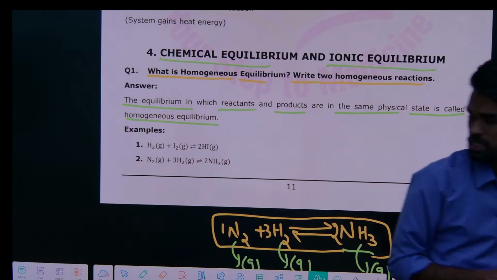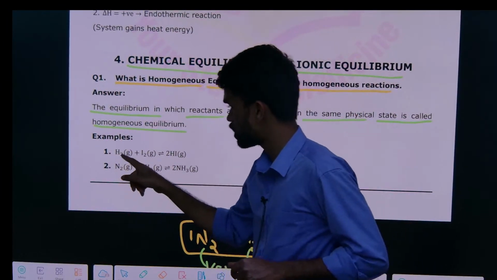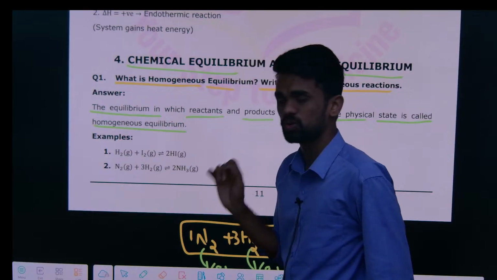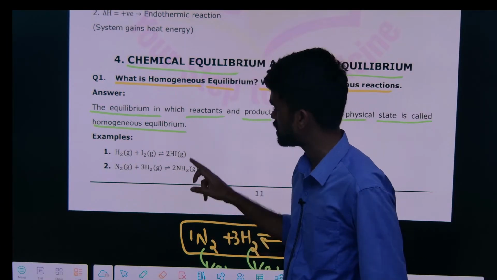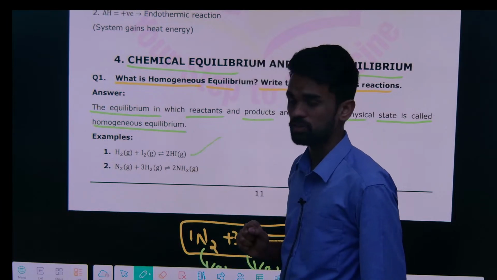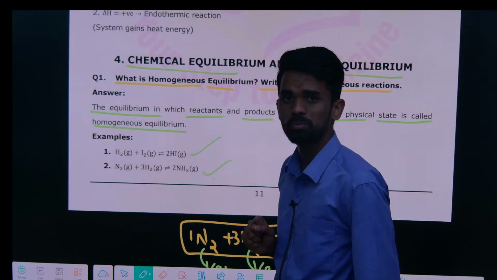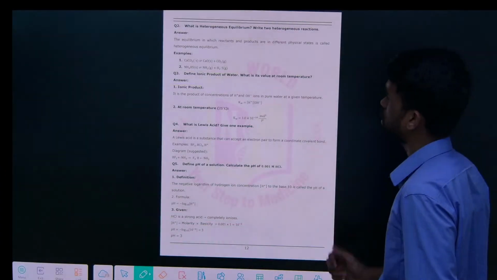What are the physical states here? What are the two chemical reactions? H2 plus I2 gives rise to 2HI. All of these are in the gaseous state, so you can consider this first example also as a homogeneous equilibrium reaction. The second reaction is also a homogeneous equilibrium reaction. That's it. These are the two examples you need to mention.